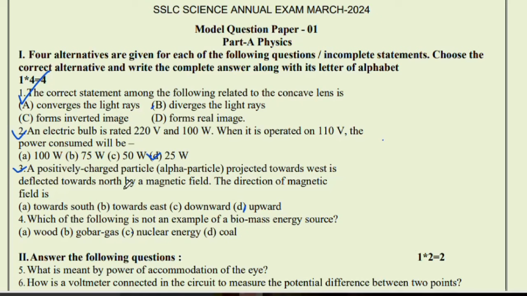Next question number 3, a positively charged particle, that is alpha particles projected towards west, is deflected towards north by magnetic field. The direction of magnetic field is always upward, so the option D, upward, is the right answer.